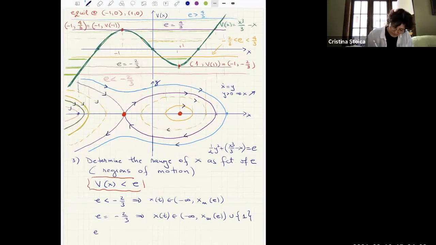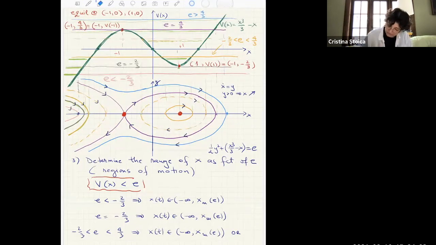When E is in between 4/3 and -2/3, then x of t is in between minus infinity and x min of E. Or maybe we should put, instead of a union, "or" in words. There we go, that's better. Or x of t equals xc here, or x of t belongs to x min of E to x max of E, right? Otherwise, the others, right?